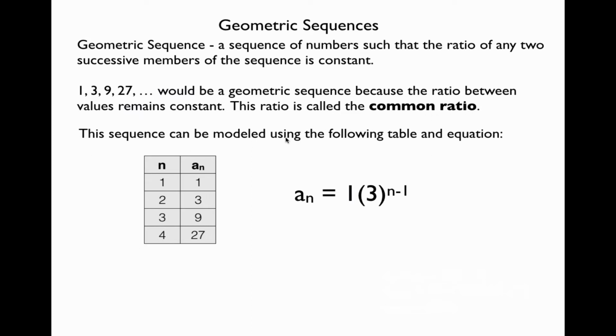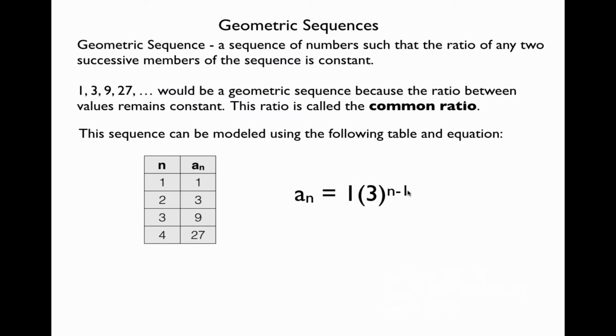And the sequence can be modeled using the following table and equation. Here's our table, there's our equation, and all of the variables mean the same thing. n represents the term number, and a sub n represents the nth term. So the first term in the sequence would be 1, the second term would be 3, the third term would be 9, and the fourth term would be 27. And the explicit formula is a sub n equals 1 times 3 raised to the n minus 1 power.